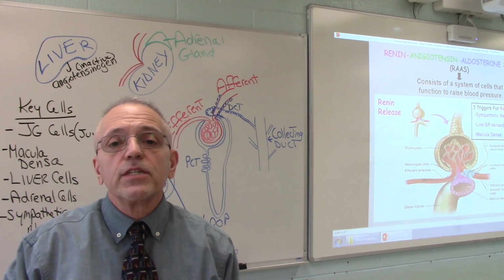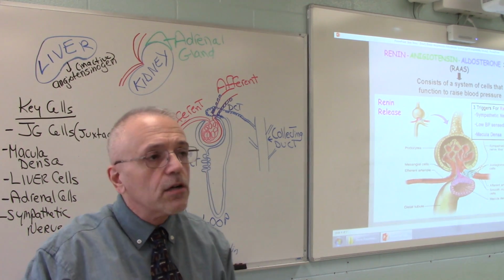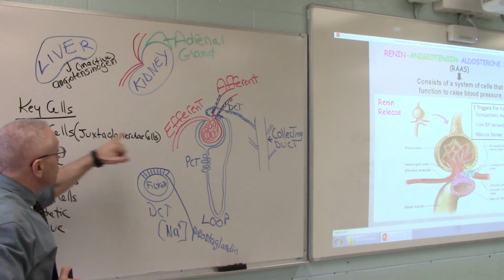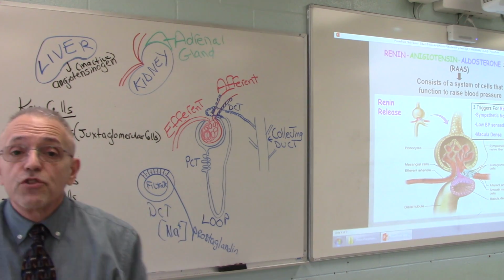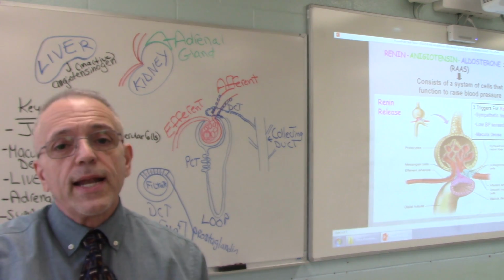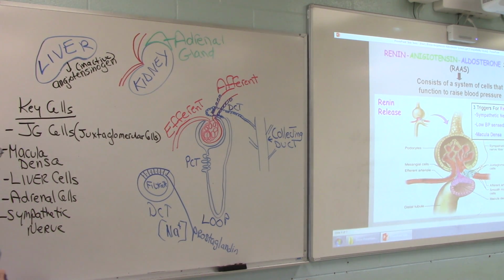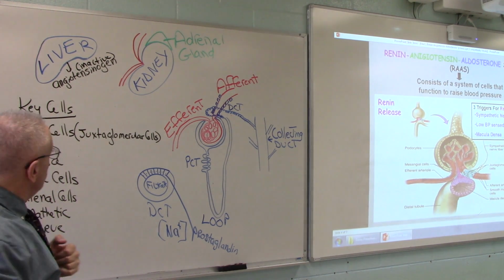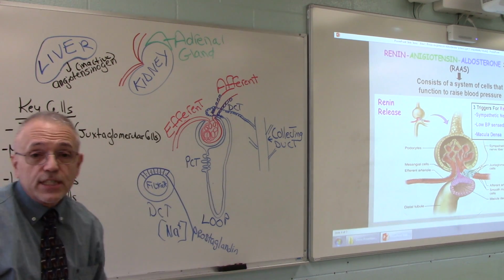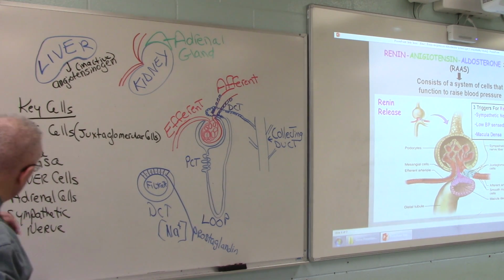And that enzyme that's going to actually act on it is an enzyme, renin, that the JG cells will produce when activated to do so. So let's keep that in mind. So we have JG cells, macula densa, liver cells that produce this substance that's going to be part of the overall group of reactions that make up this RAAS system.